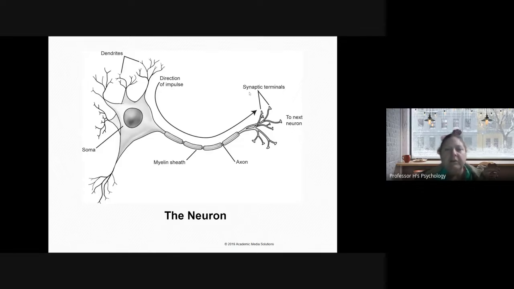Okay, so we have our soma, which is the cell body. We have our nucleus. We have our dendrites. We have our myelin sheath, once again, that is to insulate and speed up the signal going down the axon. We have the axon, which is this tail-like part where the signal travels. It only goes one direction, down away from the cell body. And we have the synaptic terminals down here where this neuron would release its own neurotransmitter or chemical messenger.